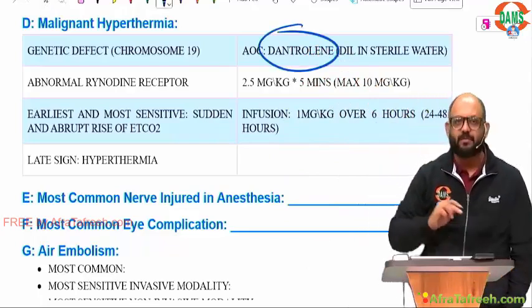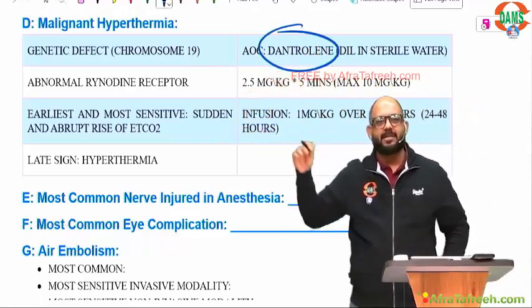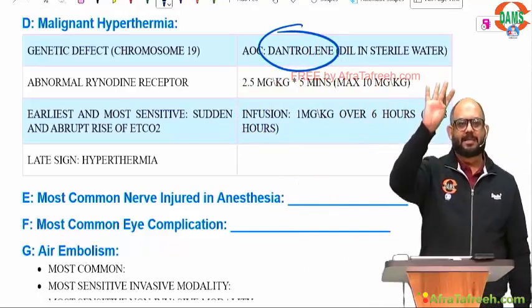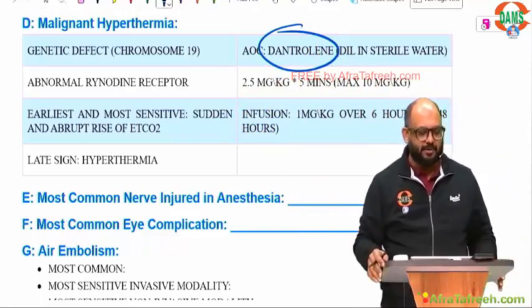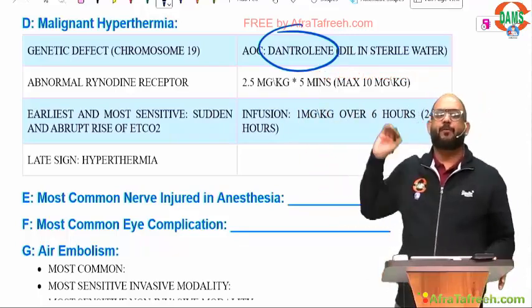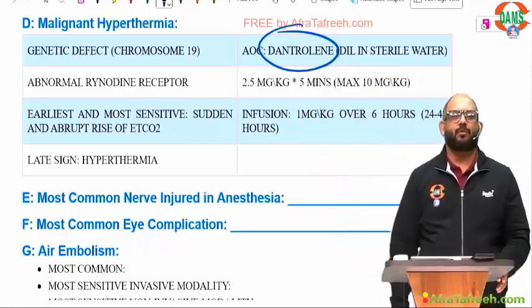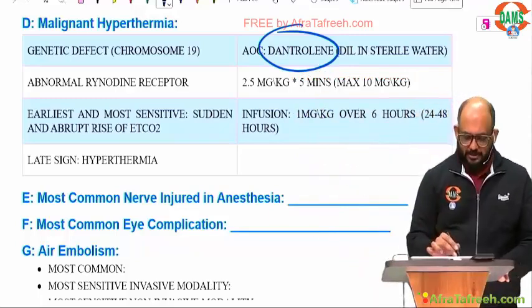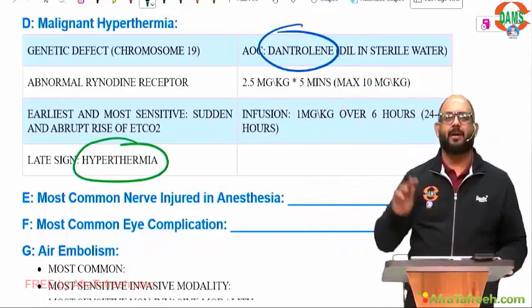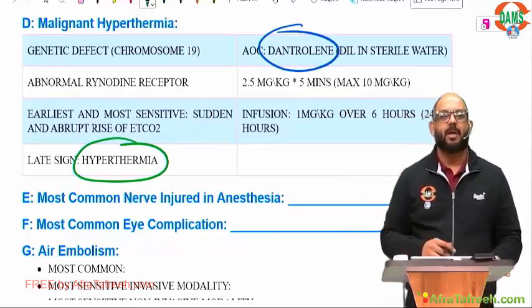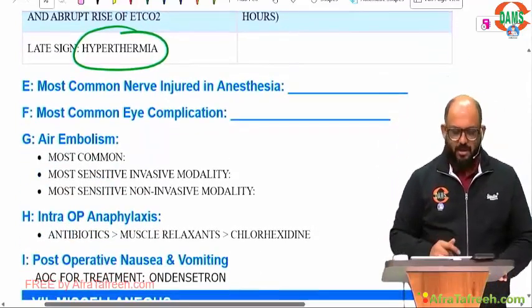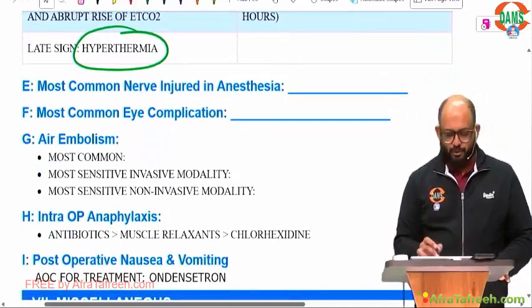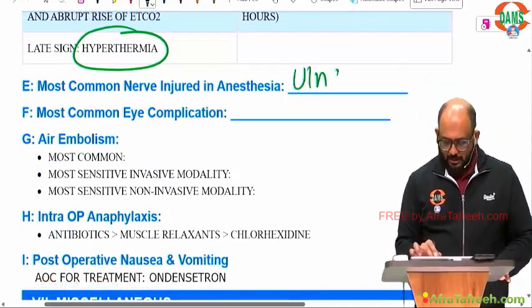How do you give? 2.5 mg per kg given every 5 minutes, maximum 4 doses, that is 10 mg per kg, and then infusion of 1 mg per kg over 6 hours, that is for 24 to 48 hours. Late sign is hyperthermia. Remember, it's an exam question.